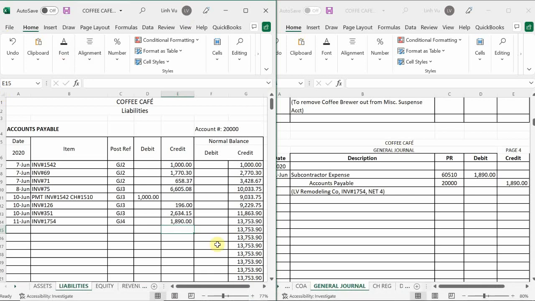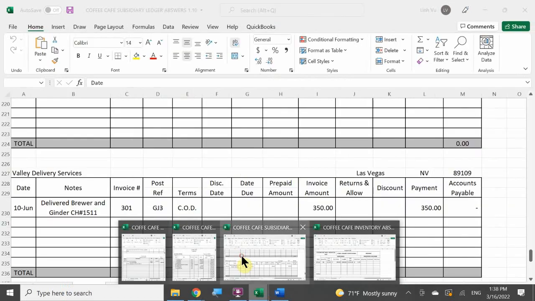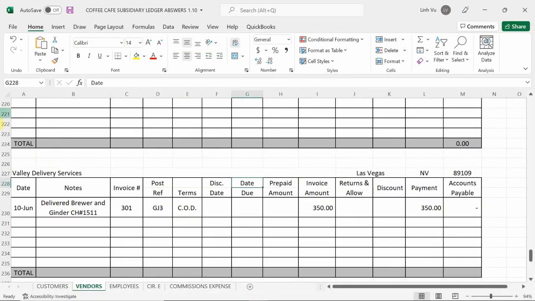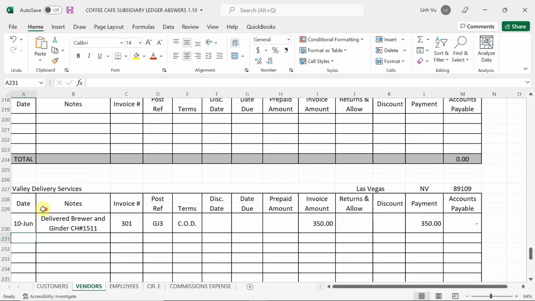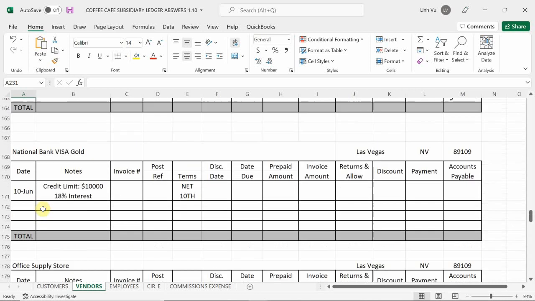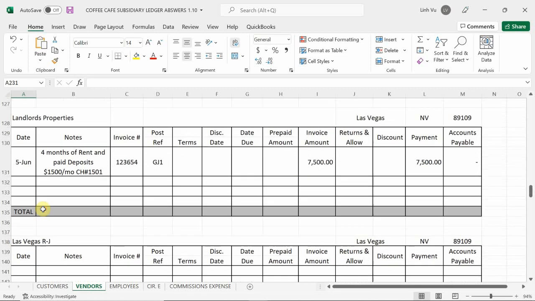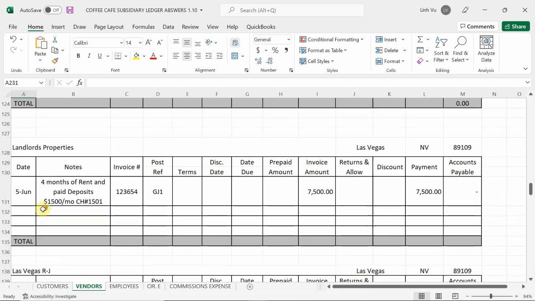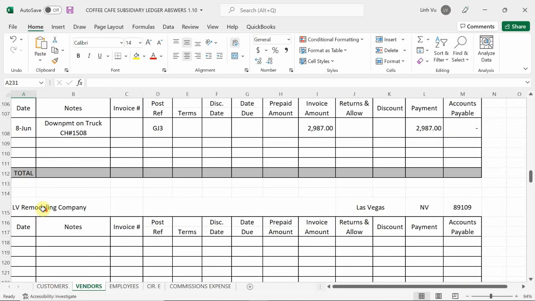Last but not least, now that I did my journal and I did my ledger, I need to update my subsidiary ledger, because in this case, I owe LV Remodeling. It's in alphabetical order: Utilities, LV Las Vegas Journal, Landlords, LV Remodeling right here.